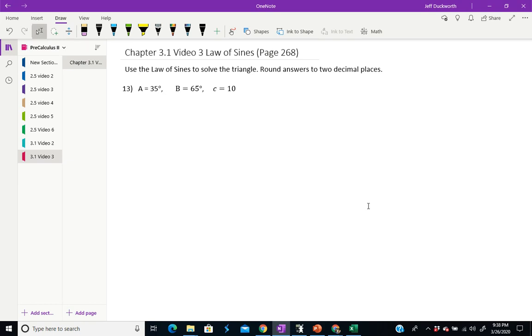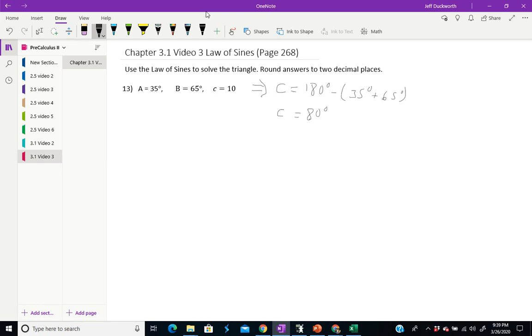opposite either of the angles, but as we discussed in the last problem, we can solve the third angle because the three angles will add up to 180 degrees. So we know, given this information, that the angle of C equals 180 minus the sum of A and B, which is 35 and 65. So here C has to equal 80 degrees, as these two add up to 100.